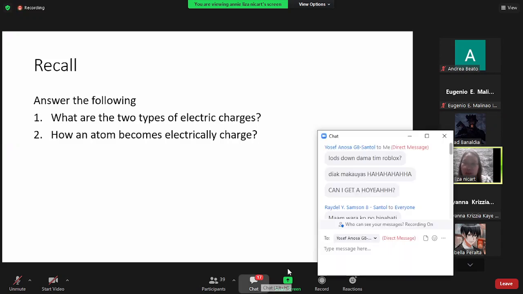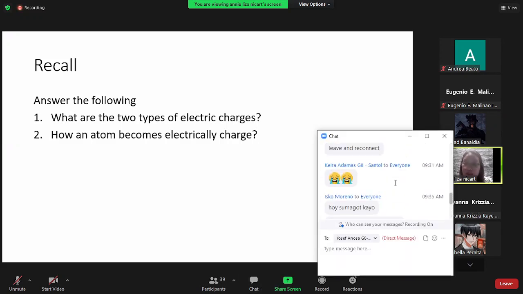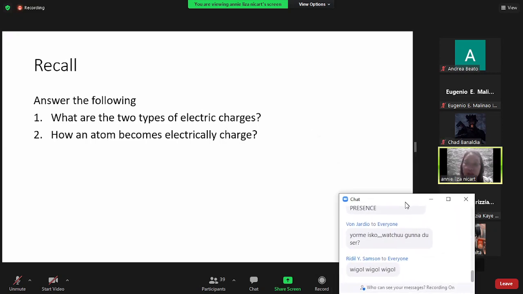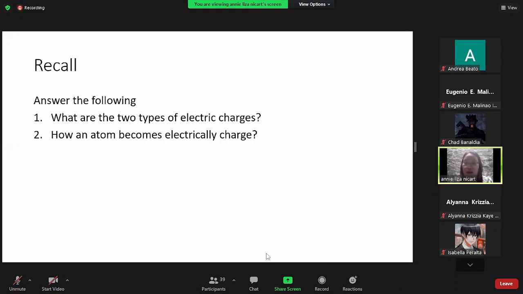So makikita natin yan, you can also search for that. So yung electronegativity ng material, there are specific electronegativity values for particular materials.